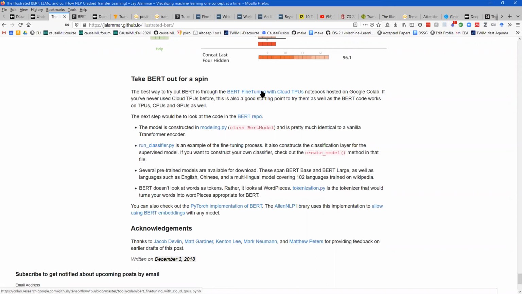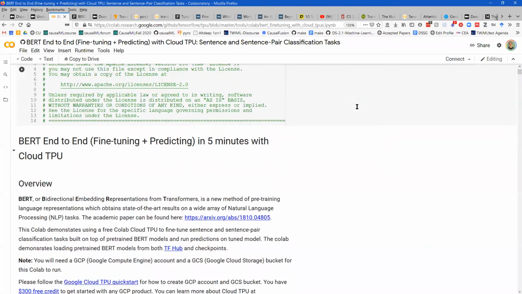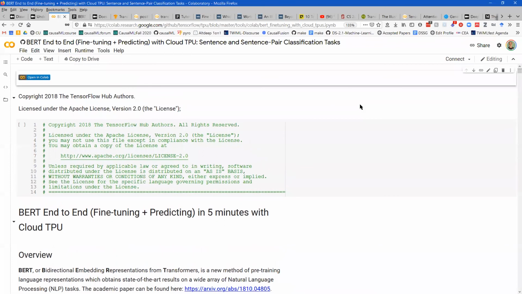So let's think about that. And if anybody has ideas, just put them up on Slack, and then we'll figure out what to do next week. But tentatively, what I want to do is to look through this notebook that he refers to, and I'll post it. So BERT end-to-end fine-tuning with Cloud TPU. Sentence and sentence pair classification tasks. It looks like an interesting starting point. Okay, so unless somebody has a better suggestion for next time, let's just do that one.